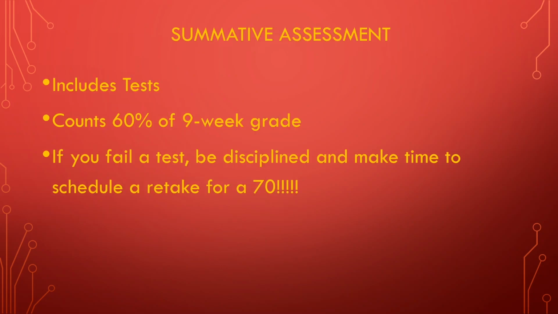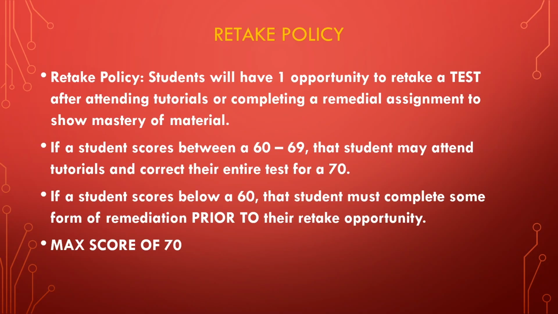So if you fail a test, it's really important to get your student in here for a retake because they can bring that grade up to a 70. And there is a retake policy. Students with a 60 to 69, pretty close to passing, and so we can just sit down and attend a tutorial session, and we will correct their test and bring that grade up to a 70. If they're below a 60, however, that student needs to come in for some remediation. We're going to figure out where they maybe had the misunderstanding, where I maybe didn't teach as well as I could have, and then we'll give them the opportunity to retake that test and get that score up to a 70.